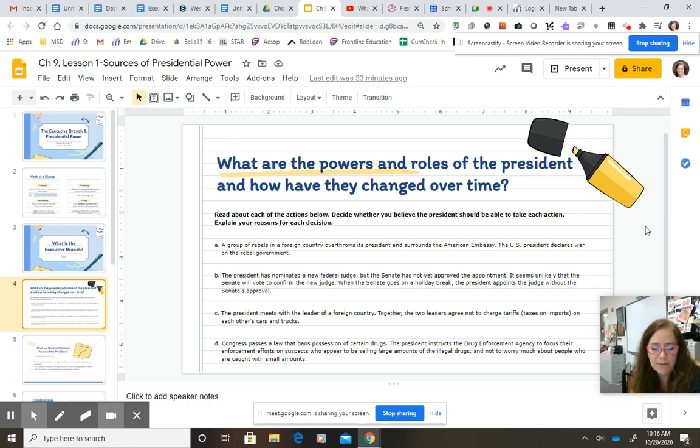The president has nominated a new federal judge, but the Senate has not yet approved the appointment. It seems unlikely that the Senate will vote to confirm the new judge. When the Senate goes on a holiday break, the president appoints the judge without the Senate's approval. Can the president do that?